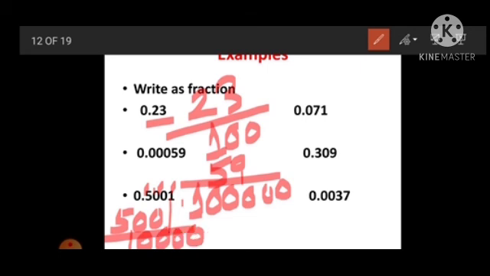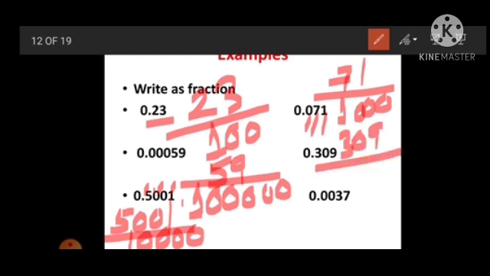0.071. After the decimal point how many digits? 3 digits, 7, 1. We write the numerator. The first place after the decimal point is 10th, then 100, then 1000. So we will write 1000 in the denominator. Okay. 0.309. After the decimal point how many digits? 3 digits, 309. In the numerator write 309, and after the decimal point the first place is 10th, the second place is 100th and the third place is 1000. So we write the denominator as 1000.